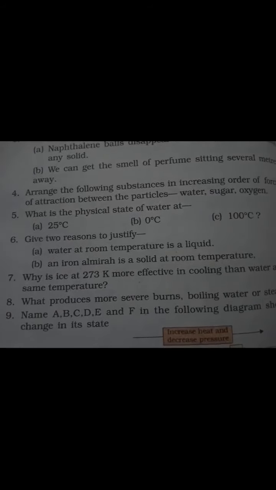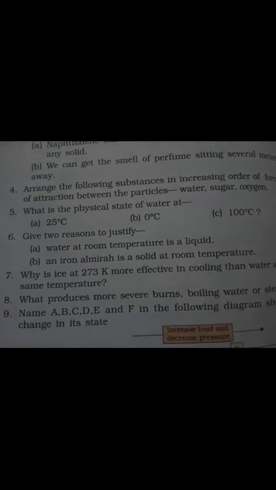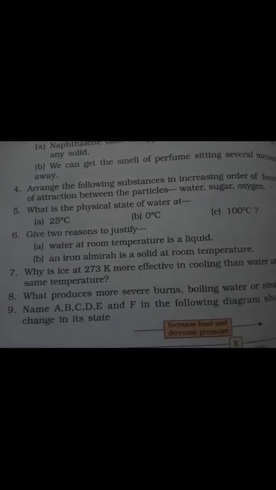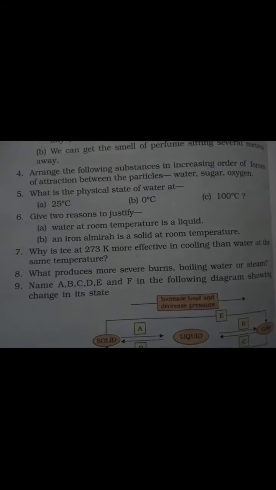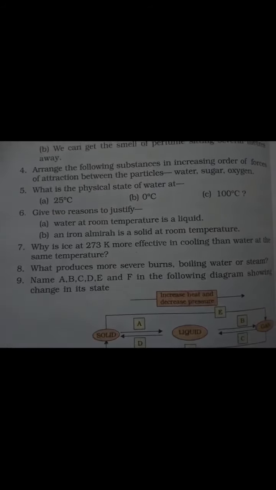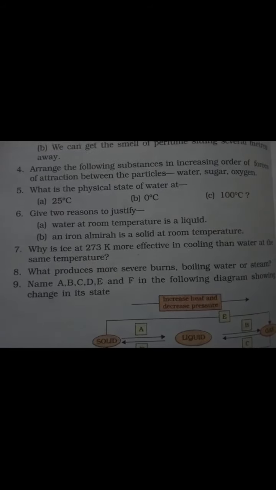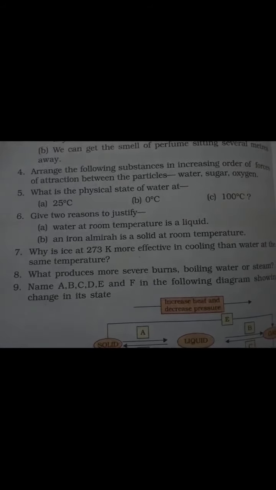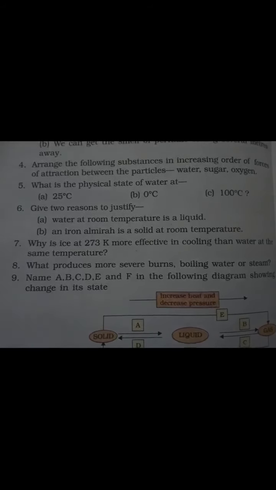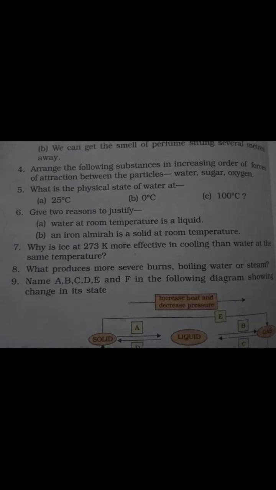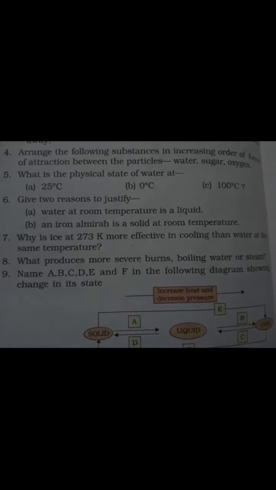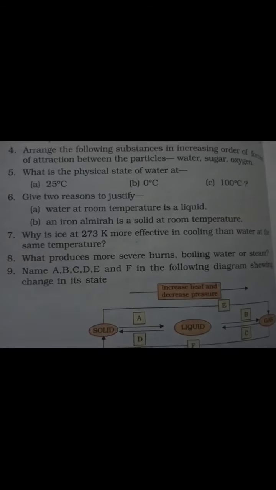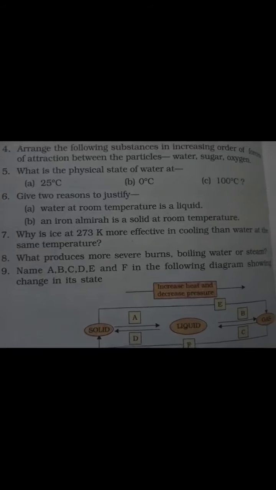Next, what is the physical state of water at given temperatures? That is at 25 degrees Celsius, at 0 degrees Celsius, and at 100 degrees Celsius. Here also, you should remember the states of matter. Sixth question, give two reasons to justify: first, water at room temperature is a liquid, and the next, an iron almirah is a solid at room temperature. Here you should remember the effect of temperature on the state of matter.